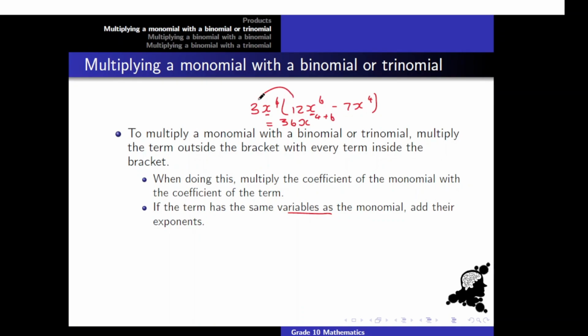The next step, I will say 3x to the power 4 multiplied by minus 7x to the power 4. So 3 times minus 7, this is going to give me negative 21. We've got the same variable, x and x. So I can put x and then I add their exponents. So whenever we multiply, we add the exponents. This rule is going to come back again a little later on when we're having a look at the topic of exponents. But for now, keep in mind that when we multiply our monomial with the terms inside of a bracket, if we've got the same variable, add the exponents.